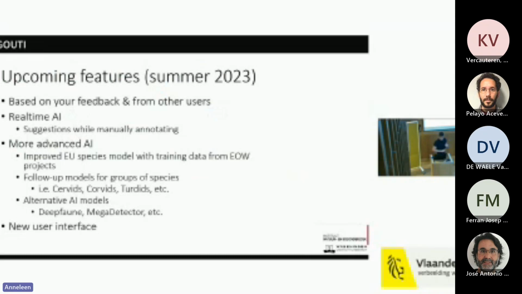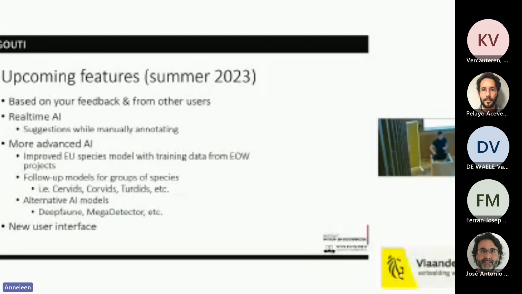I'm not expecting that we're the only ones or the best ones in AI, definitely not. There are lots of other initiatives, for example French colleagues made a really nice model called DeepFaune, and we have made it available in Agouti in collaboration with them, because it's better if you can choose. So use what works for your project. It's not one size fits all. Also the MegaDetector developed by Microsoft is a more generic one that can only identify if there's an animal in the image or if it's blank. So if there's no specific model, you can already use something. Basically use whatever you like. And then finally, the user interface will be improved.